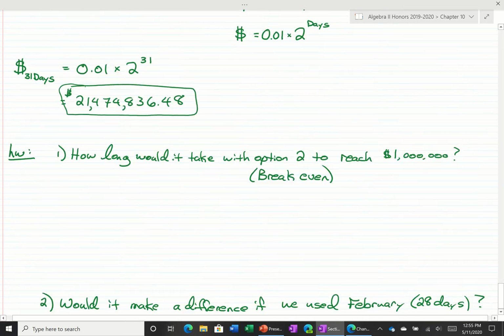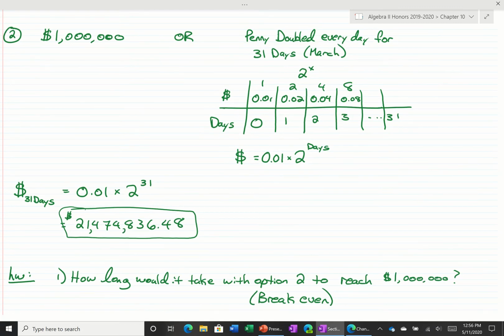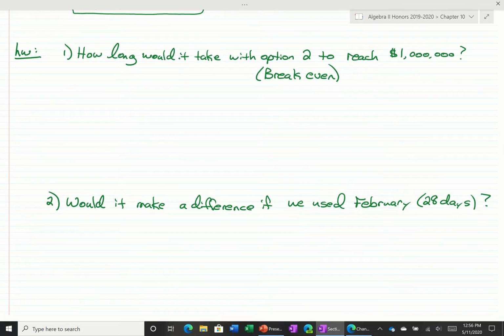And then we talked about having two options between taking $1 million in cash or having a penny and then having that amount of money doubled every day for 31 days. Now, how long would it take to reach $1 million? Well, let's take our equation: 0.01 times 2 to the x, or 2 to the number of days power. That's our equation for option number 2. And we want to know when that would equal $1 million.